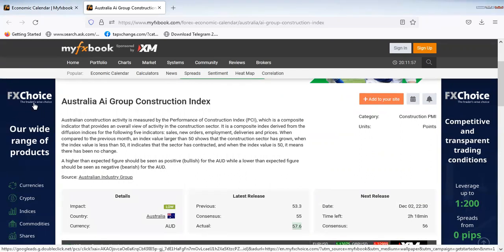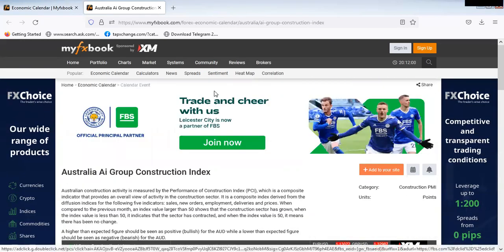Look at that. That's a broking firm, FX Choice. FX Choice is also a very good broking firm. In fact, if you want to register with a broking firm like I taught you 2 days ago, FX Choice is also part of it. Forex is also good.